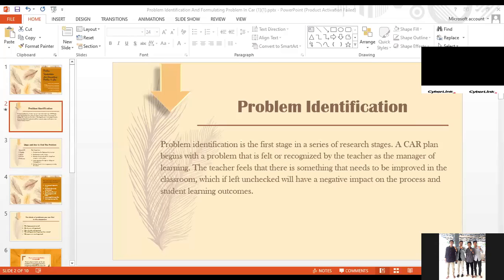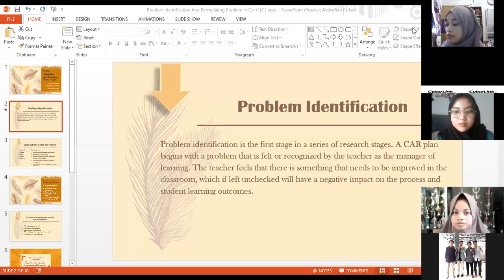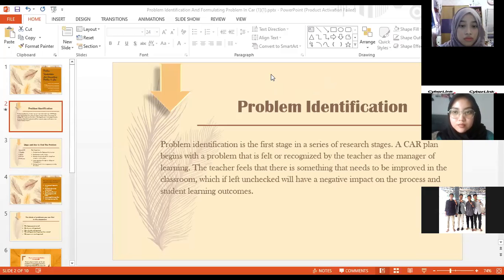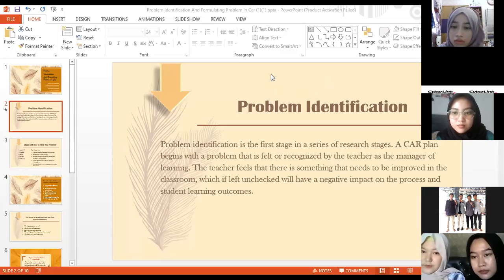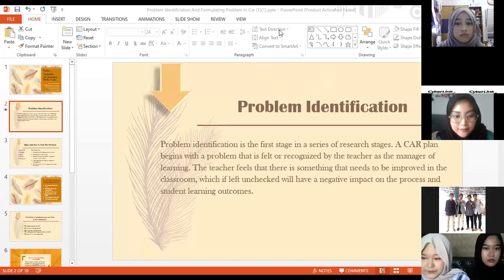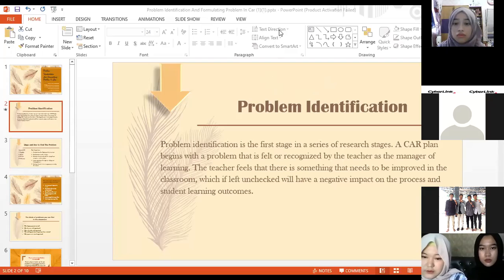Done, sir. Okay. So the first slide here from your group is about problem identification. Problem identification is the first stage in a series of research stages. I'm not going to read it in full here, but the main point of problem identification is that we try to find what kind of problems happen in our class as a teacher.